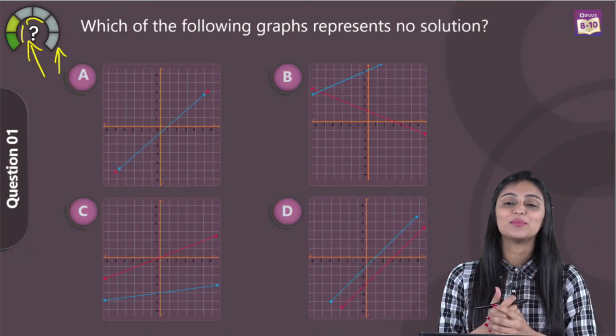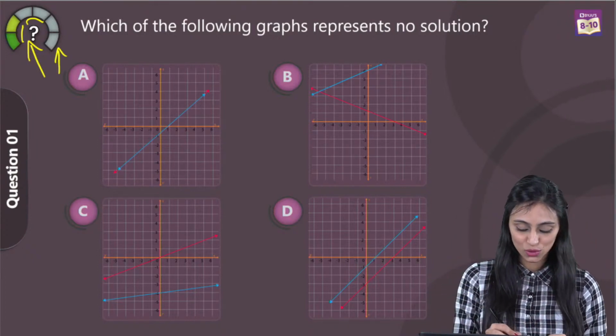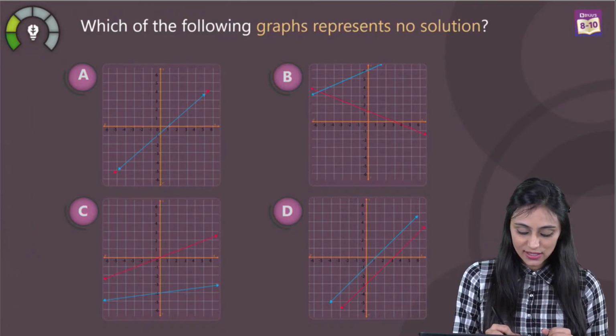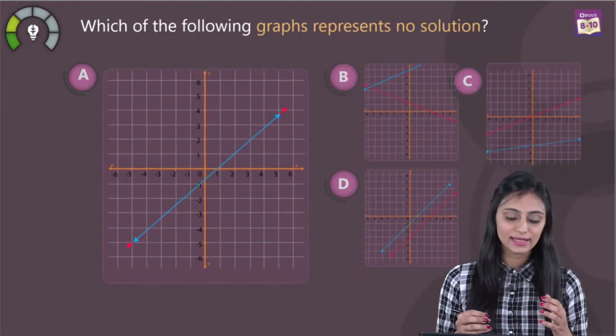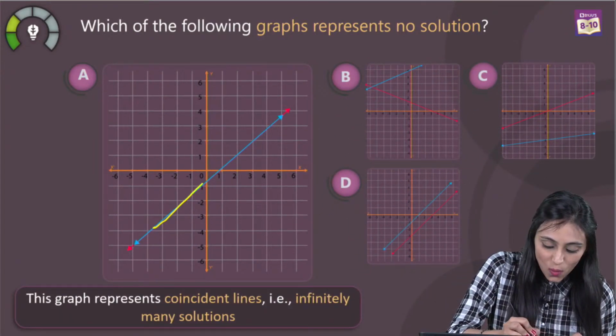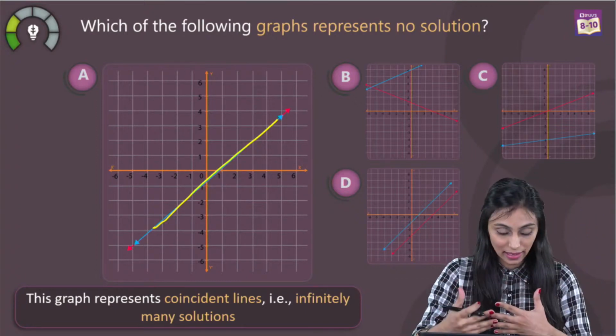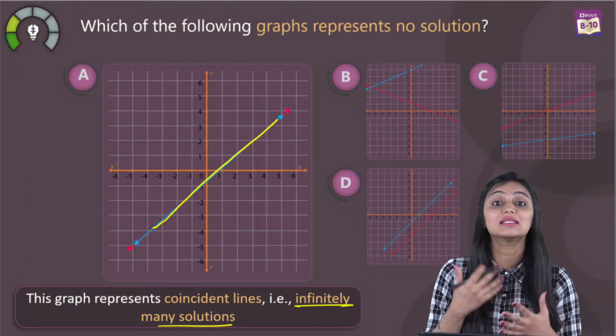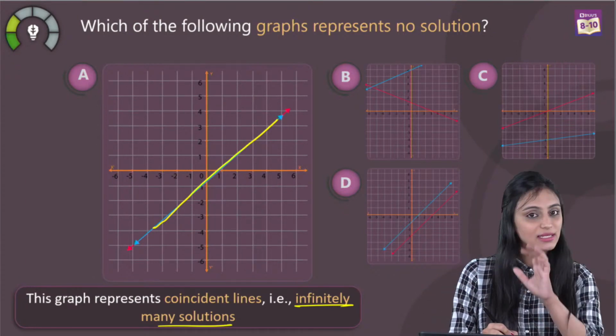So, which of the following represents no solution? 4 graphs are shown to us. One by one, we are going to observe these graphs. Let's take a look at this first one. What we see here is that this blue line and red line you can see over here, these lines are overlapping. That means they are coincident lines, right? So, in such cases, we say that it has infinitely many solutions, right? So, this cannot be our answer.